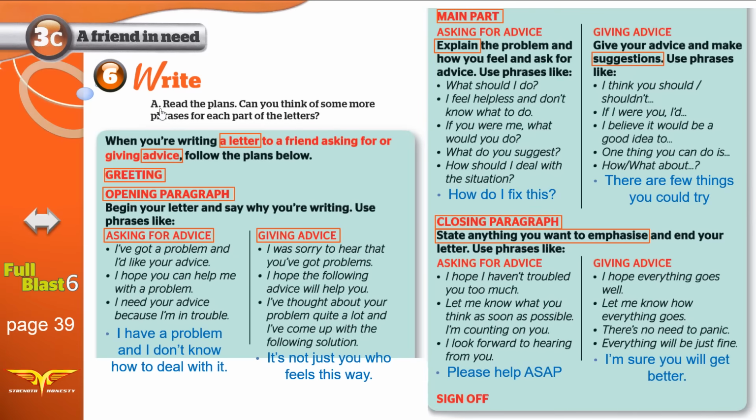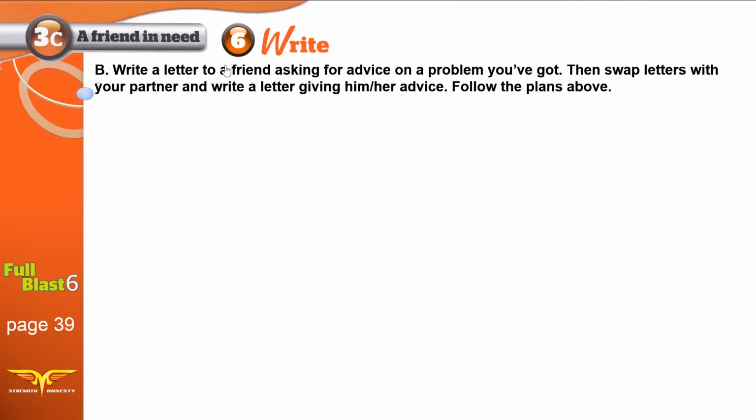Now we move on to exercise B. Write a letter to a friend asking for advice on a problem you've got. Okay, this time you will write about your problem to a friend. And then what? Swap. What does swap mean? That means you will write a letter to him and he will write a letter to you. You will exchange. You will give him your problem and he will give you his. What you will do is write advice for him and he will write advice to you. Then swap letters with your partner and write a letter giving him or her advice.